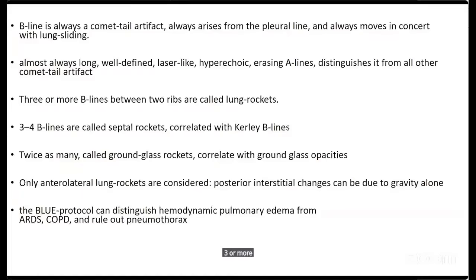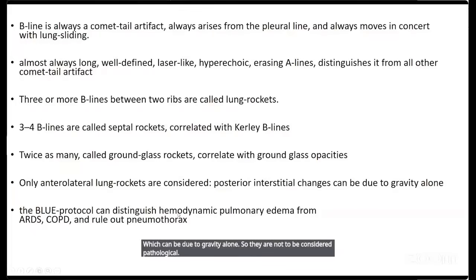Three or more B lines between two ribs are called lung rockets. Three or four B lines are called septal rockets, so they correlate well with curly B lines. Twice as many are called ground glass rockets, and they correlate with ground glass opacities. If you see only anterolateral lung rockets, then they are usually because of posterior interstitial changes, which can be due to gravity alone. So they are not to be considered pathological.